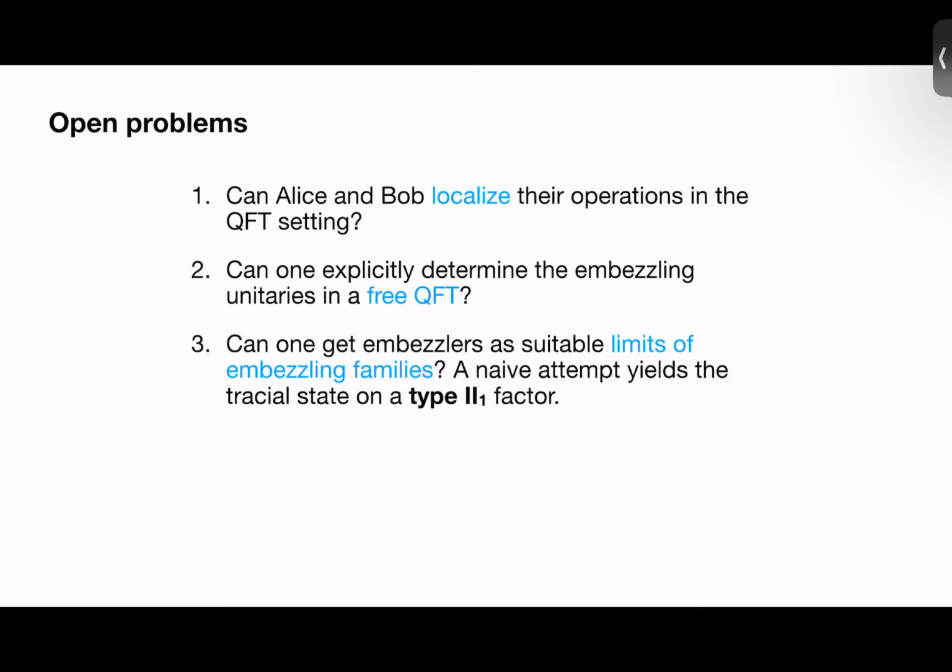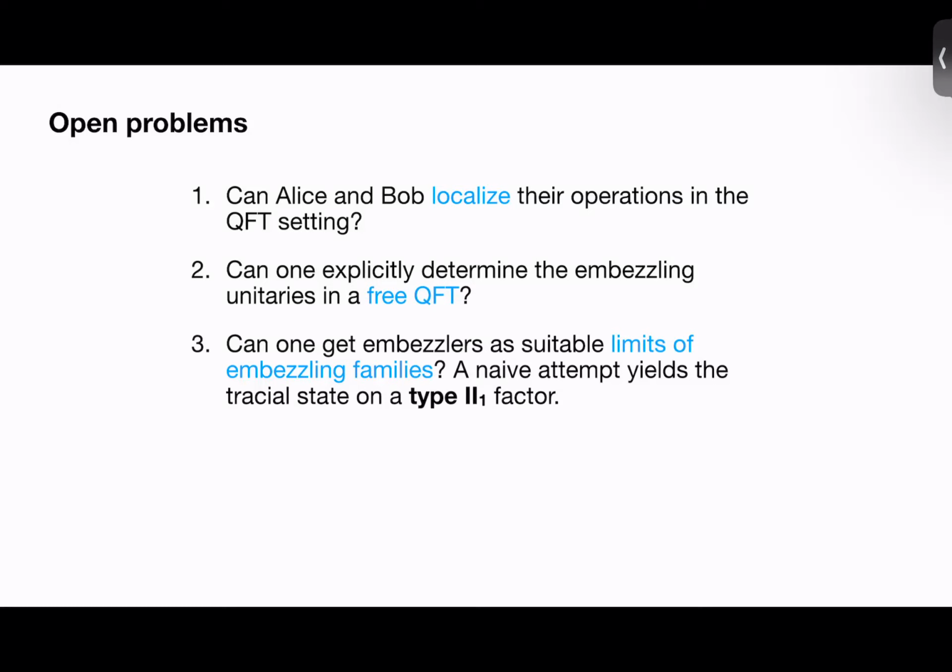And third, there's an open problem regarding embezzling families. I told you that if we have an embezzler, then in this infinite spin chain we can restrict to the first n spins, and this gives us an embezzling family. Conversely, it would be interesting to see whether one can get embezzlers as limits of embezzling families, in particular of the Van Dam-Hayden embezzling family.